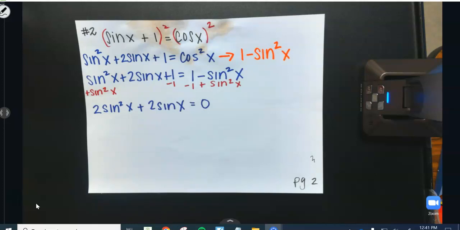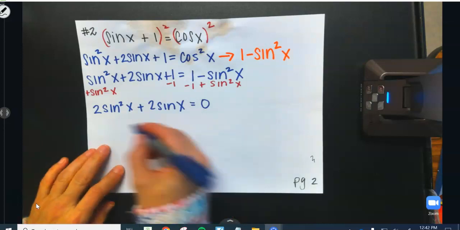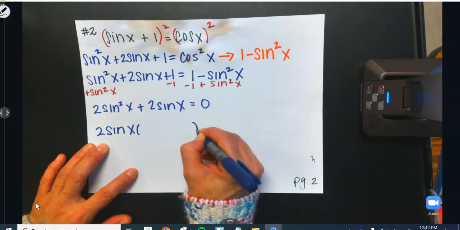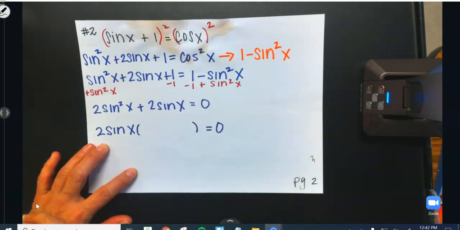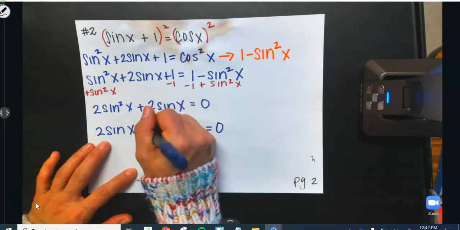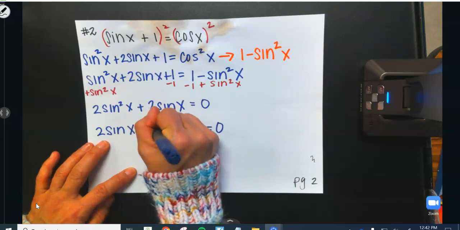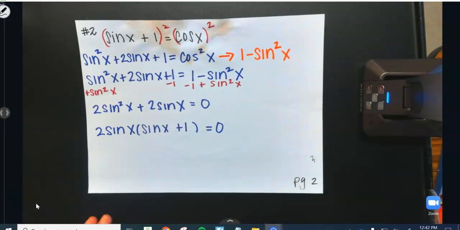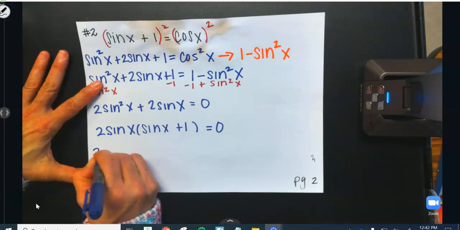So, what do you feel like is the next thing? Factor the 2 and? Yeah, good job. You recognized both of those. Let's factor out 2 sine x. So when we factor out 2 sine x, we're going to have plain sine x plus 1. And then y'all know what to do. Set each of those equal to 0 and solve.